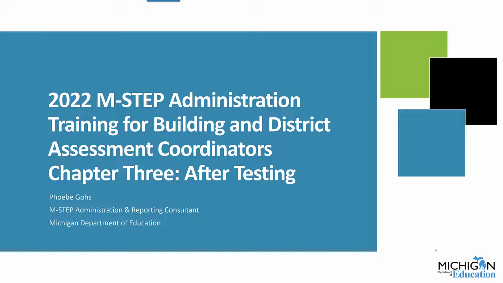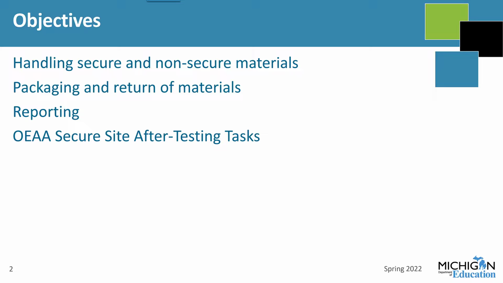In this part of the training series, I'm going to go over the important tasks that need to be done when testing is over. First, I'm going to talk about handling your testing materials after testing. I'll talk about how to manage your secure materials as well as what to do with the non-secure materials. Next, I'm going to discuss how to package your materials to get ready to send back to the scoring contractor.